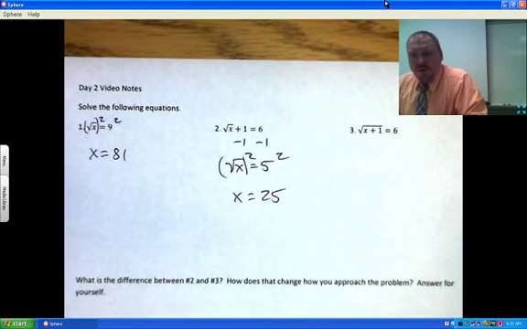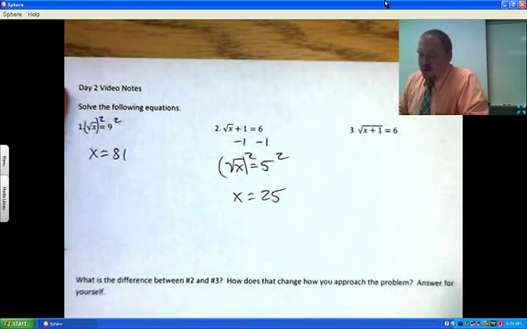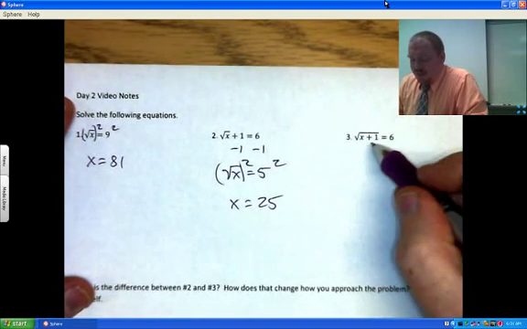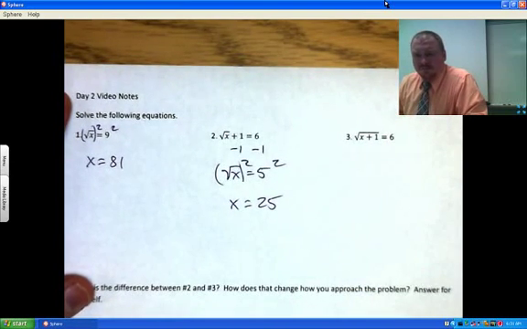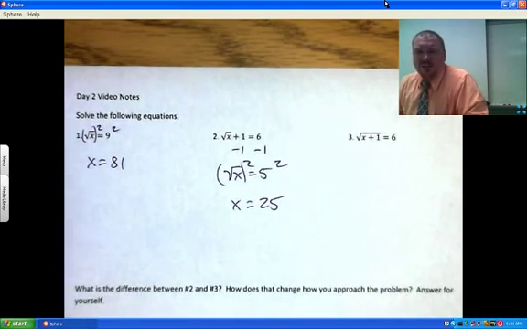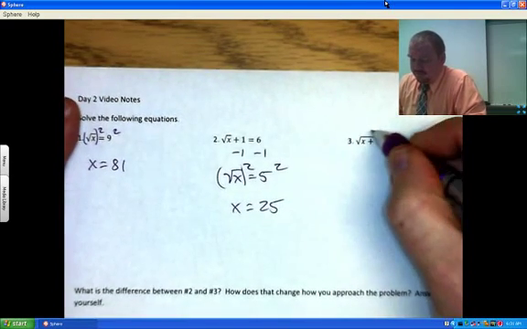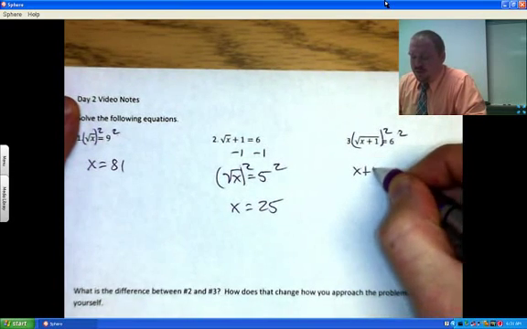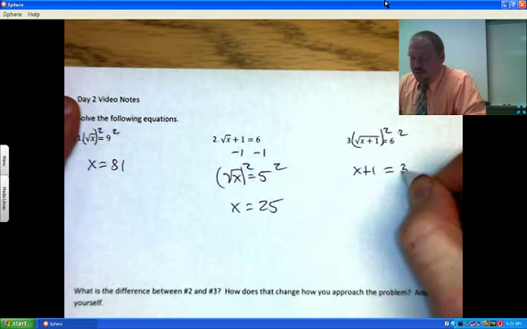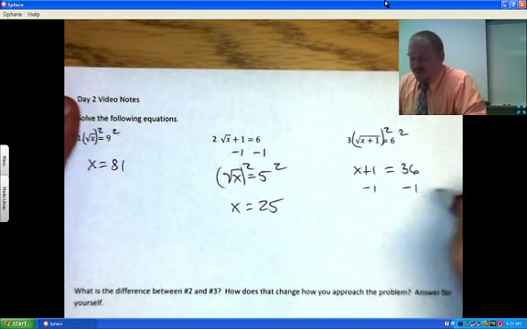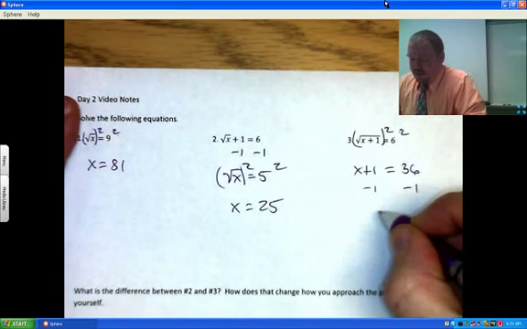Over here, number 3, I have the square root of x plus 1 equals 6. Well, nothing's outside the radical, so I can just go ahead and square both sides. So I get x plus 1 equals 36. So now we're going to subtract 1 from both sides to get x by itself. And I get x equals 35.